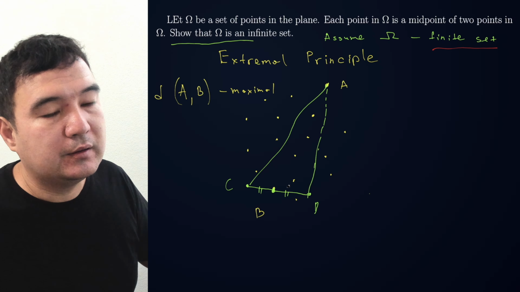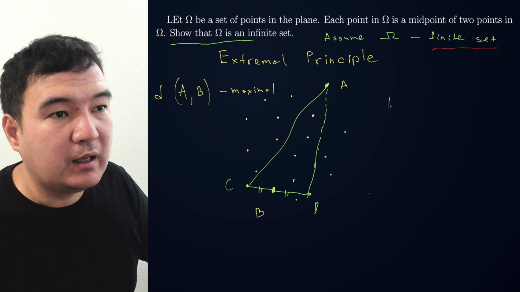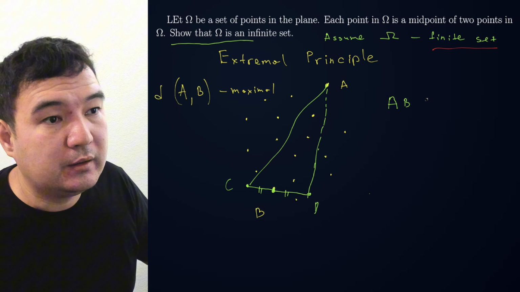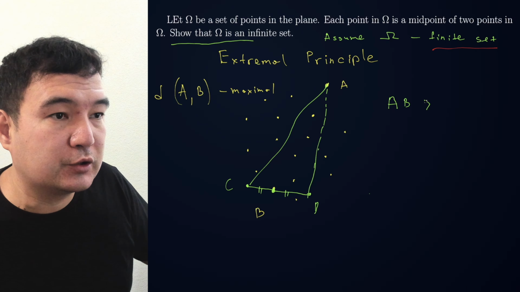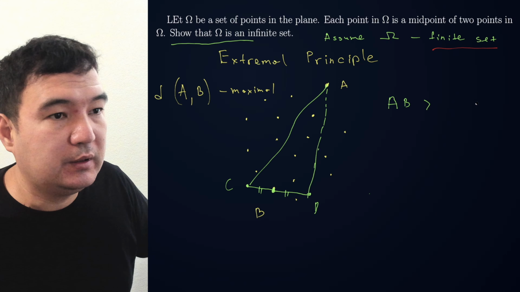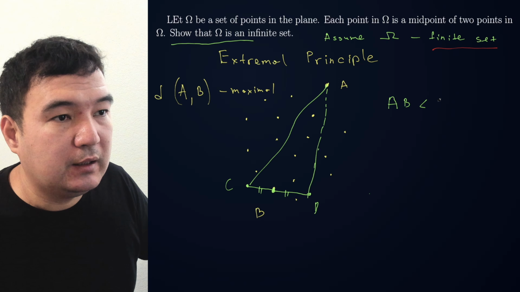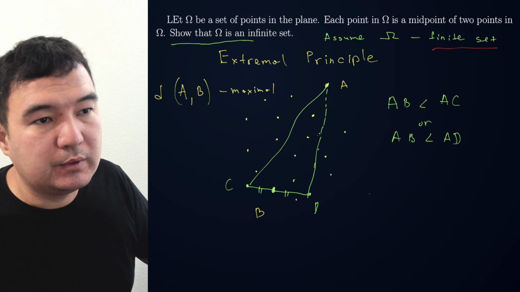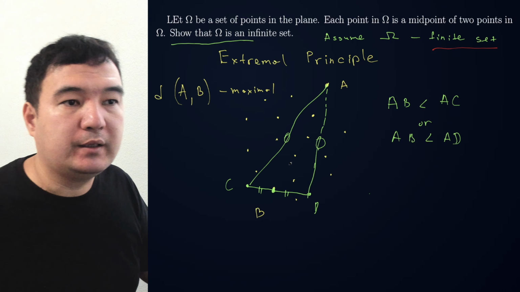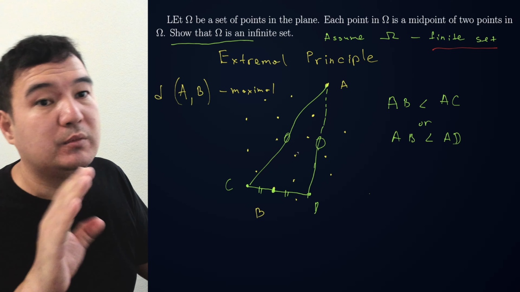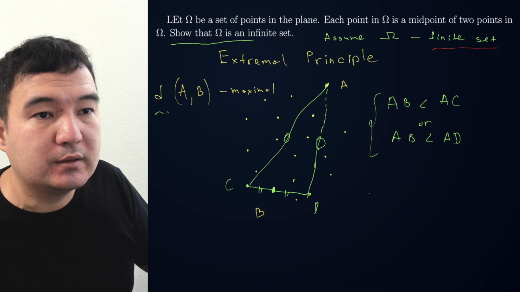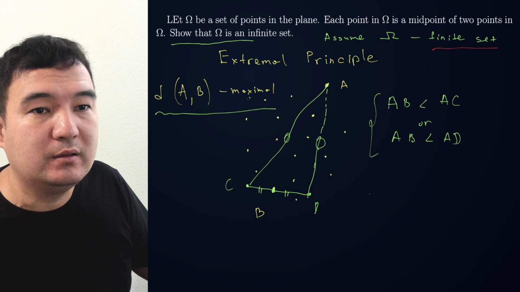Now, if you look at this picture, the length of AB, which is the longest distance, has to be shorter than either AC or AD. It has to be shorter than one of these two line segments, because AB is located in between them, which contradicts the assumption that AB is maximal.